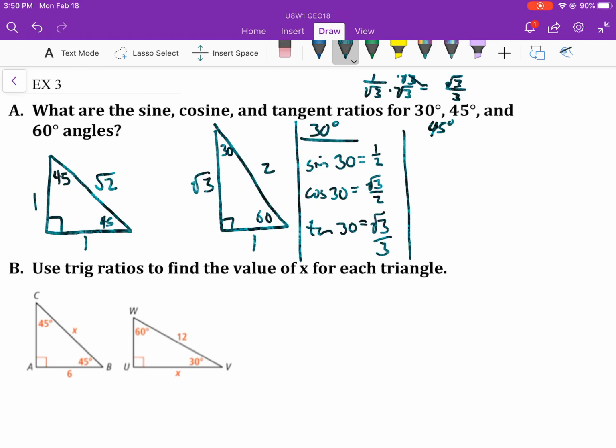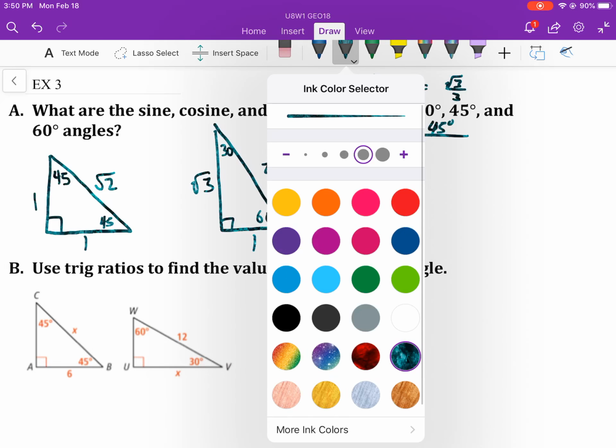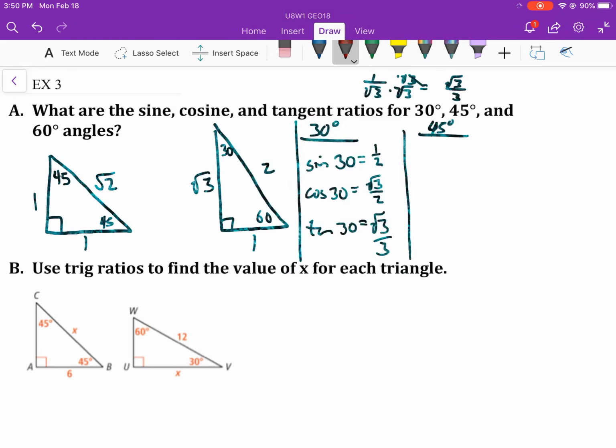45 degrees. A different color for you. Sine of 45 is equal to opposite over hypotenuse. So same thing, square root of 2 over 2. Cosine 45 is equal to square root of 2 over 2. And tangent 45 is equal to 1. Opposite over adjacent.